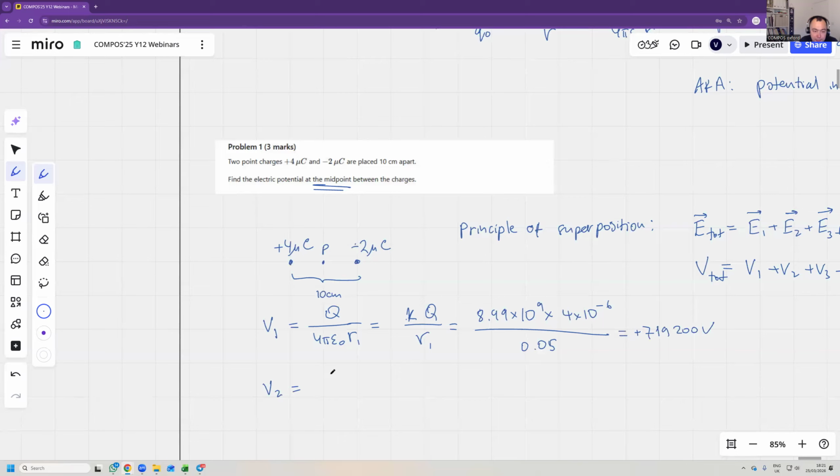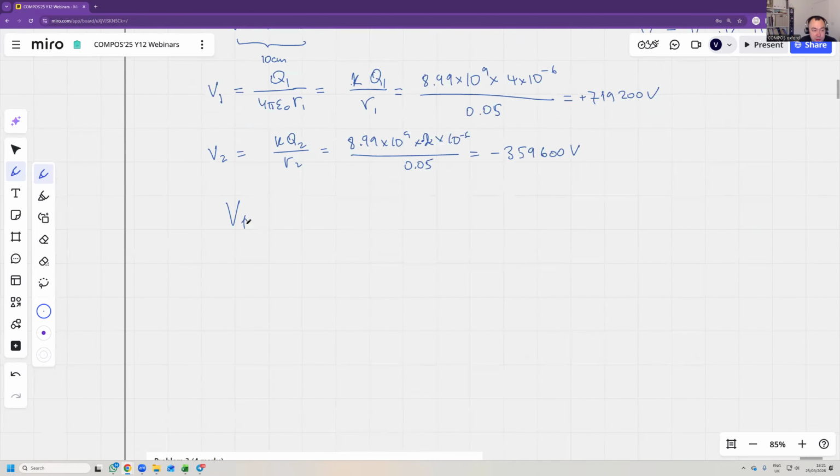V2 is KQ2 over R2. So 8.99 times 10 to the 9 times negative 2, divided by 0.05. And that is, well, 2 times less, divided by 2, negative 359,600 volts.